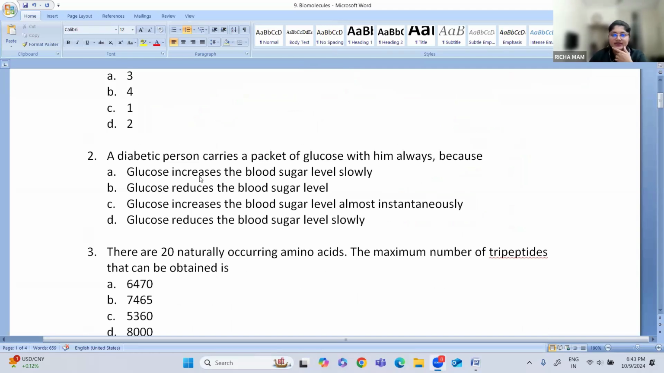A diabetic person always carries a packet of glucose with him. Why does he always carry a packet of glucose? What is the reason? When you see a diabetic patient, he always carries a packet of glucose with him. Why? What is the reason? Sri Varuni has answered as C. Others?